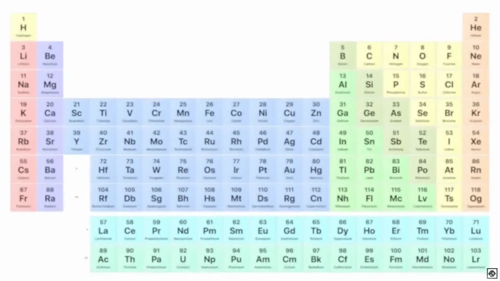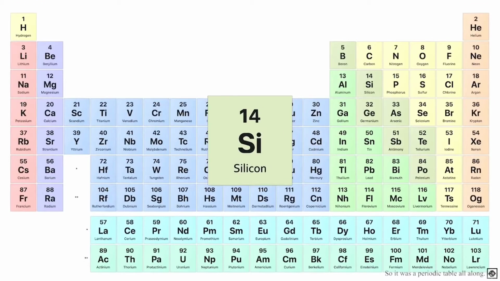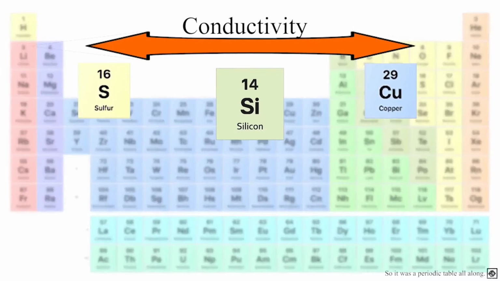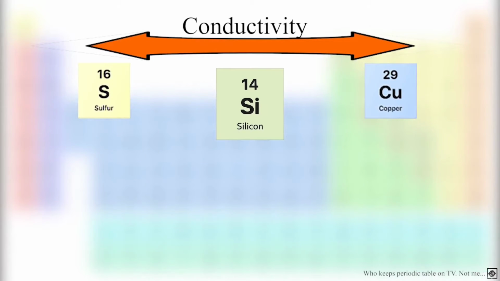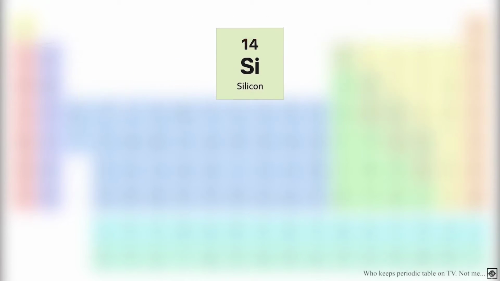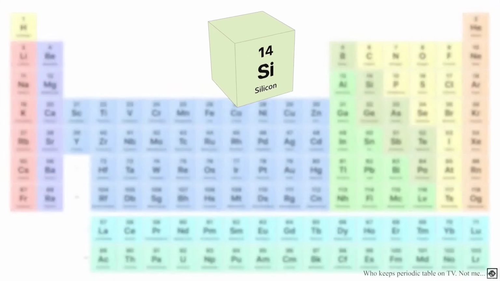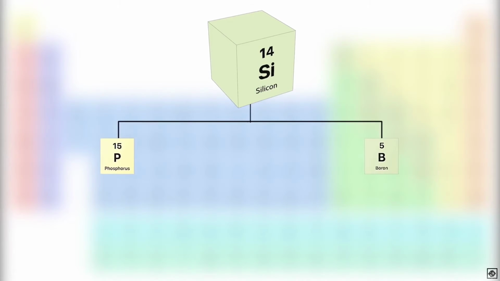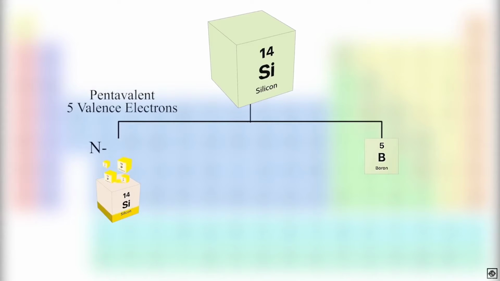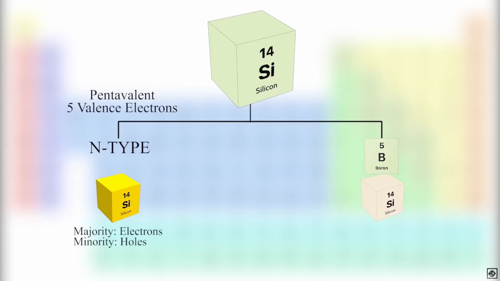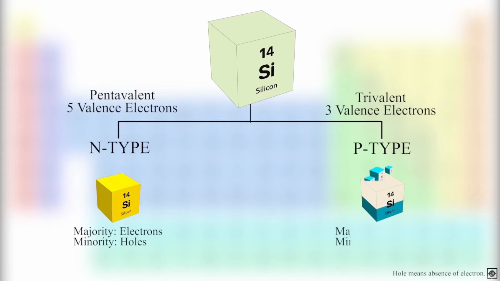A MOSFET is made from a semiconductor material such as silicon. Semiconductors have conductivity between conductors and insulators. Hence, to make a semiconductor a good conductor, we introduce impurities in the pure crystal. There are two types of impurities that are added. If the impurities are pentavalent, then the resulting semiconductor is N-type. In N-type, electrons are the majority charge carriers. And, if the impurities are trivalent, then the resulting semiconductor is P-type. In P-type, holes are the majority charge carriers.